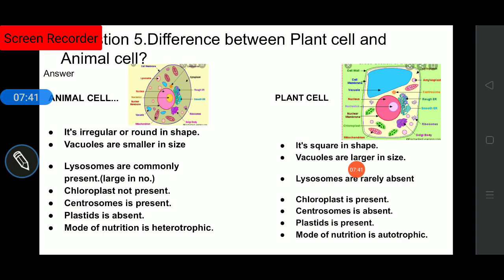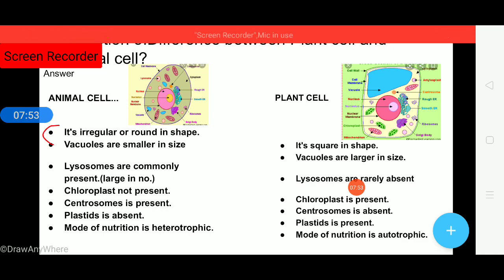Here we can see the diagram of plant cell and animal cell. I think the diagram is most important in biology, so we can understand it properly. The first point: animal cell is irregular or round in shape. As you can see, the animal cell shape is irregular, round or oval. But in the case of plant cell, it is mostly square in shape.